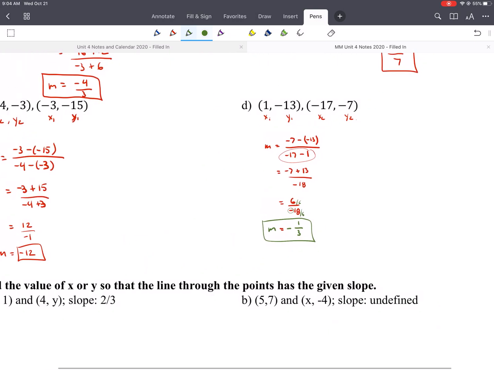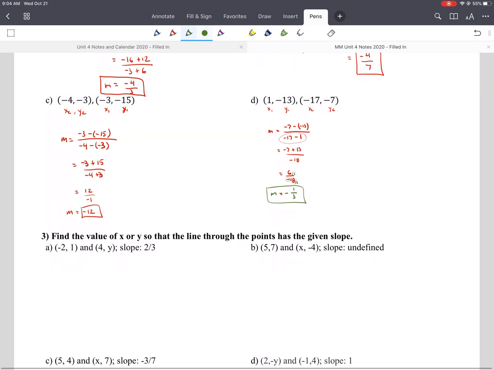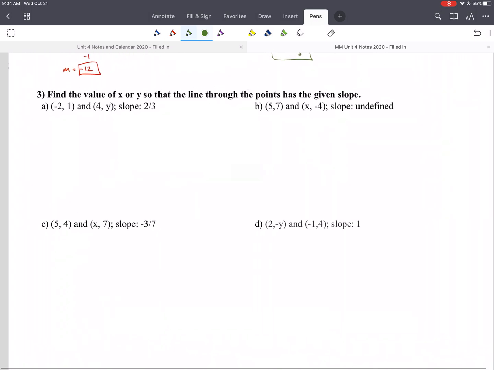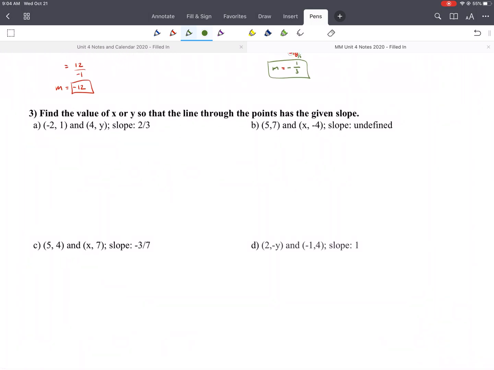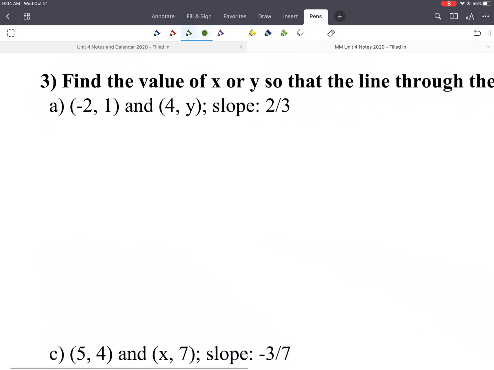All right, okay. And last but not least is finding the slope, or rather, not being given the slope, we want to find a missing value in a point. So it says find the value of x or y so that the line through the point has the given slope. So we're using the exact same formula.